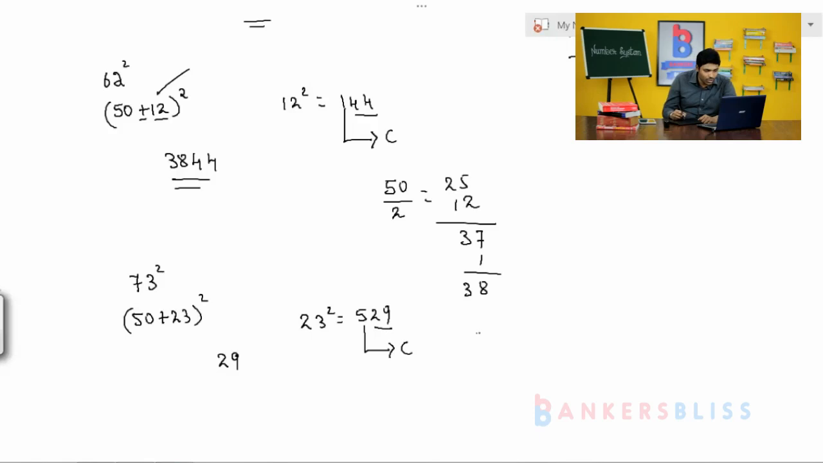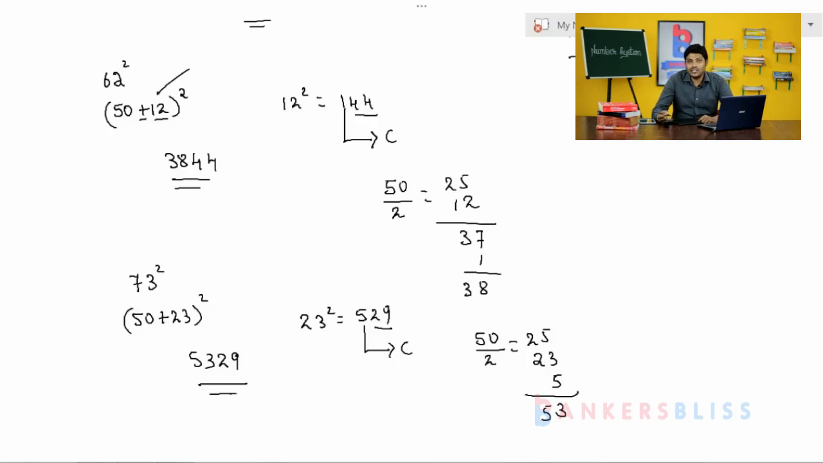Next, what do you have to do? 50 divided by 2, that is 25, plus 23, plus this carry part, that is 5. So that is 53. So 5329. Once you square 73, you are going to get the answer 5329. So very simple to calculate.